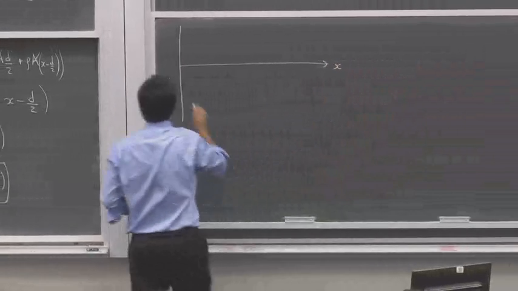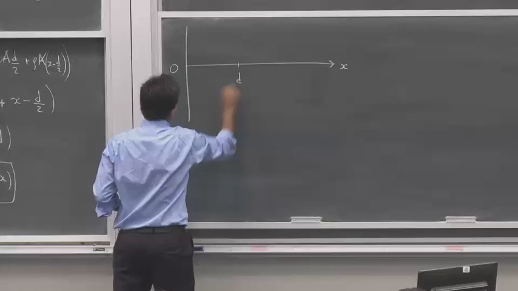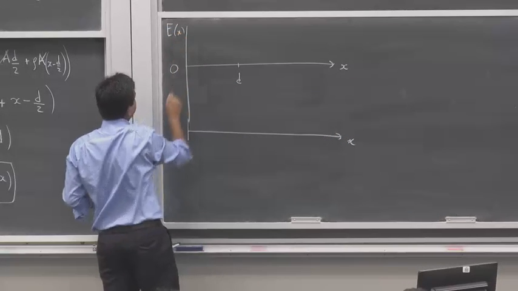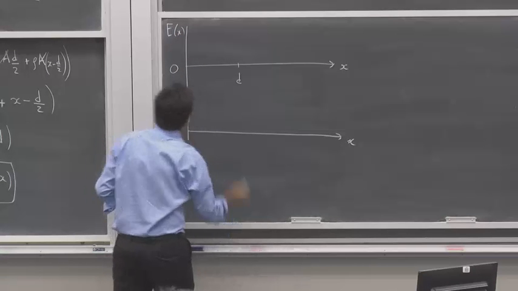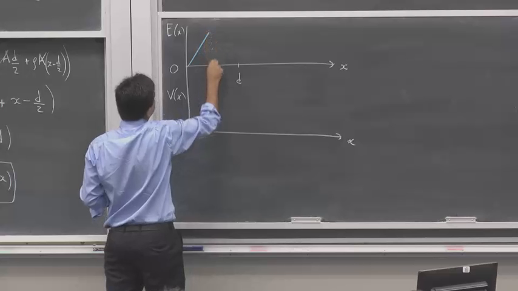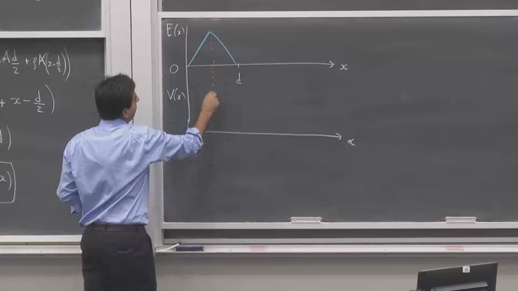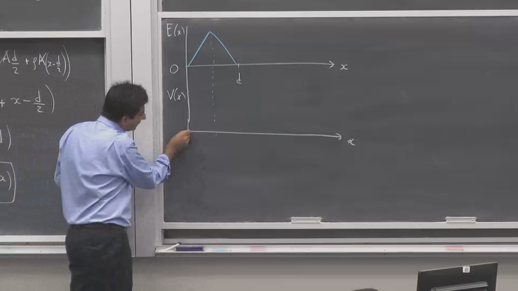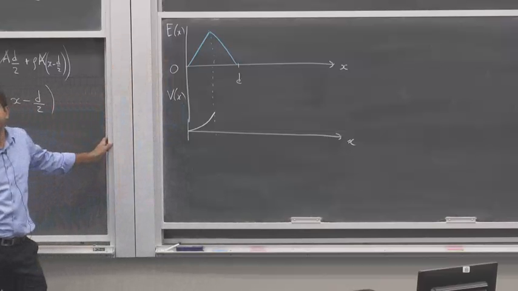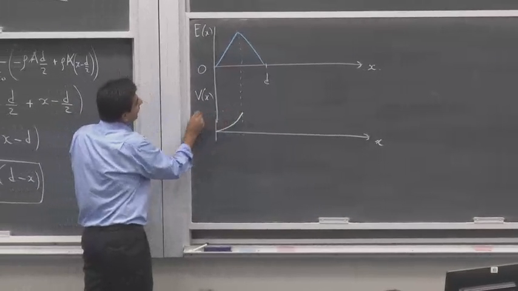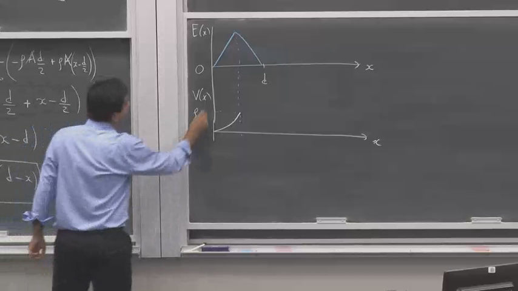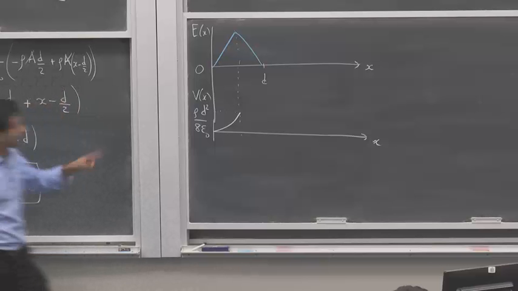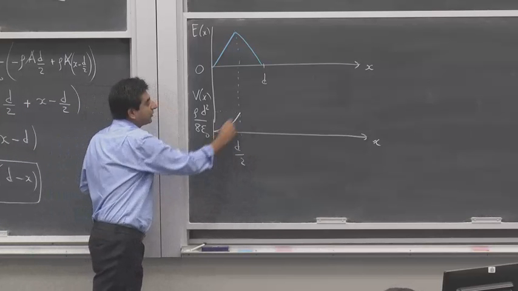X, this is 0. This is D. Here I am plotting E as a function of X, and here I am plotting V as a function of X. The electric field goes up, reaches the maximum value, and then drops down linearly. Whereas the potential inside this region increases like a parabola. It goes up like this. And this potential here is rho d squared by 8 epsilon naught, because I just insert x equals d by 2 here. So I found out the potential inside this region.